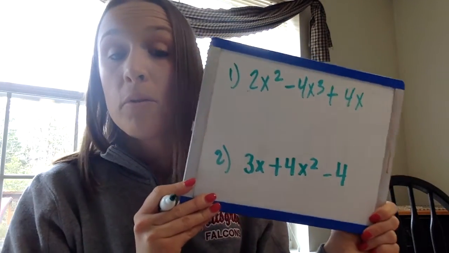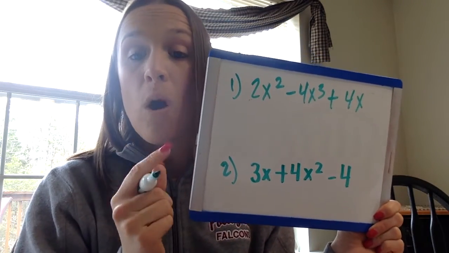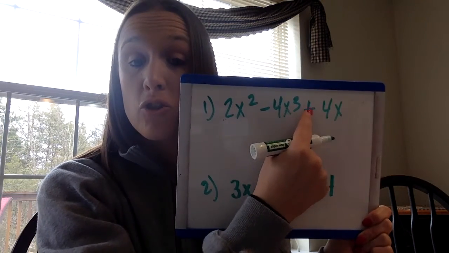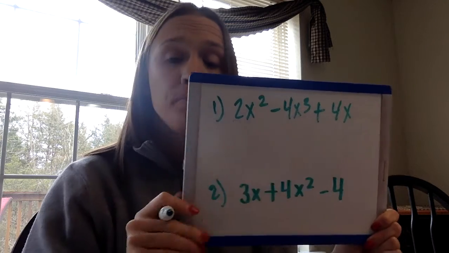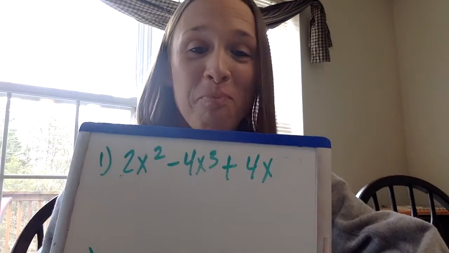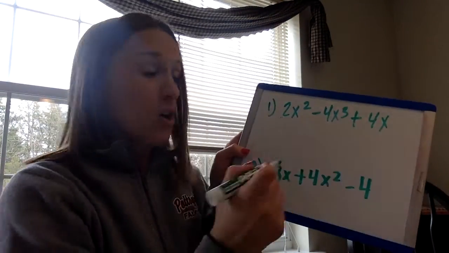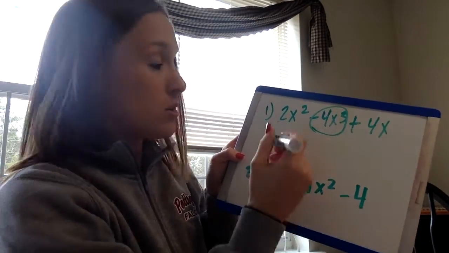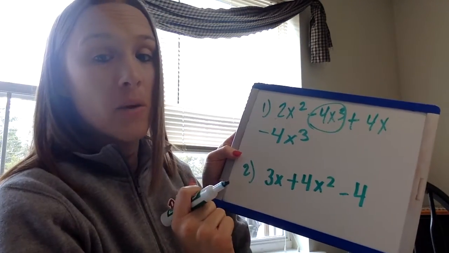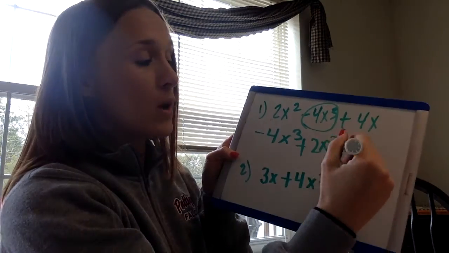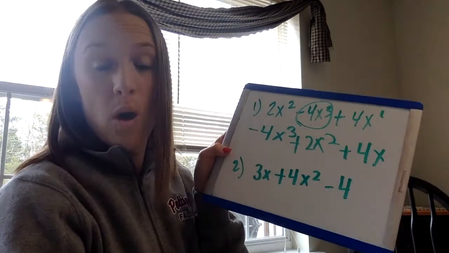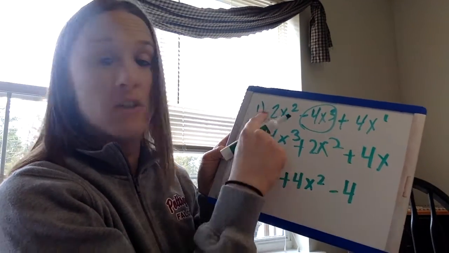All right, so put those in standard form. So number 1, the highest exponent is a 3. So this term right here needs to go first. So it's going to be negative 4x cubed. Then the 2 is the next exponent. So you're going to put plus 2x squared and then plus 4x because that has an exponent of 1. That's standard form of this problem.